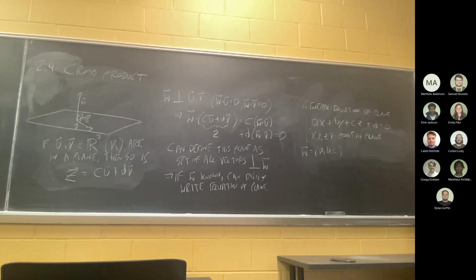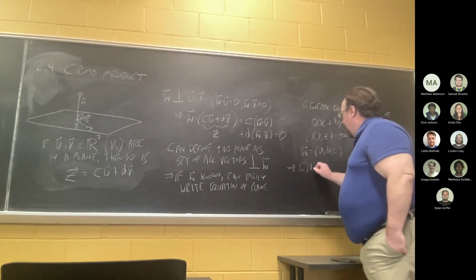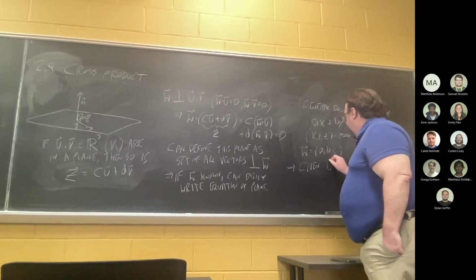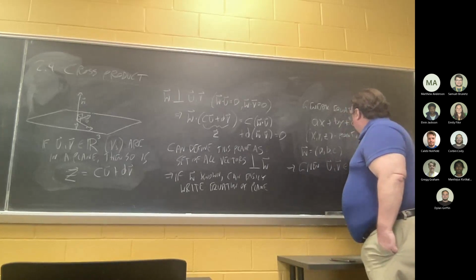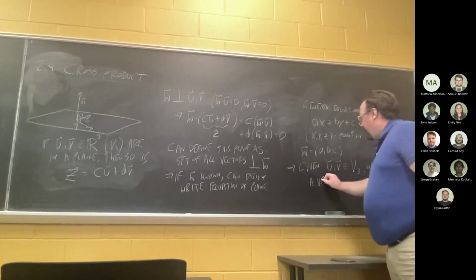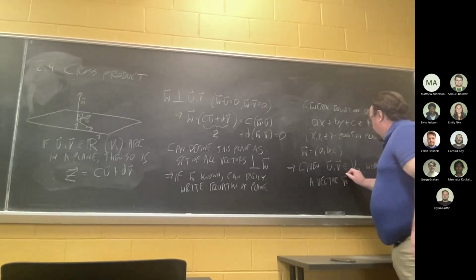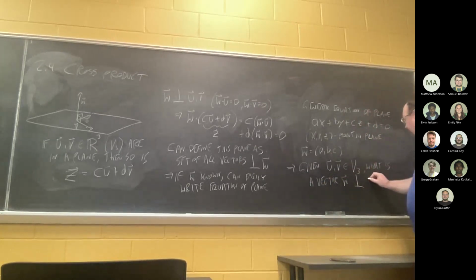So with this setting in mind, the problem we're going to look at today is, if we're given two three-dimensional vectors U and V, how do we get a vector W that is perpendicular to both U and V? So that's the part of this we'll focus on today.